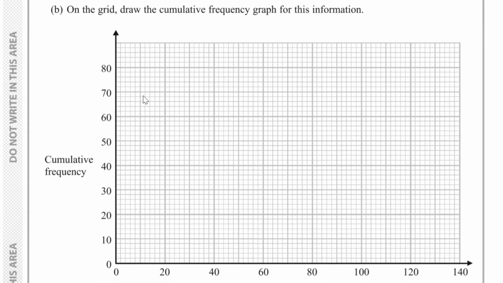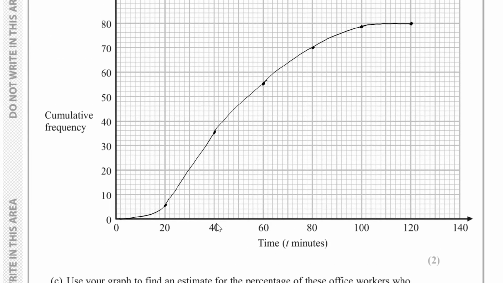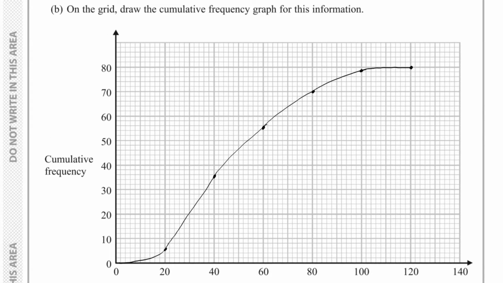And now for part B, we have to draw the cumulative frequency graph for this information. So we have something which looks like this. Obviously your graph in the exam will be a lot smoother. And now for part C, we have to use our graph to find an estimate for the percentage of these office workers who take more than 90 minutes to get to work. Well, if we plot the 90 minutes, we'll do this in a different colour. 90 minutes, that's over here somewhere.